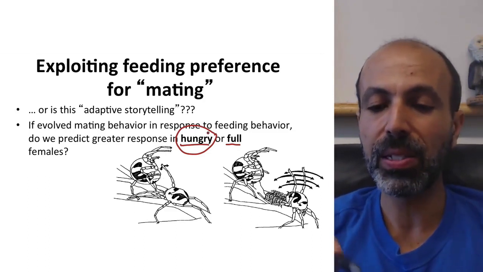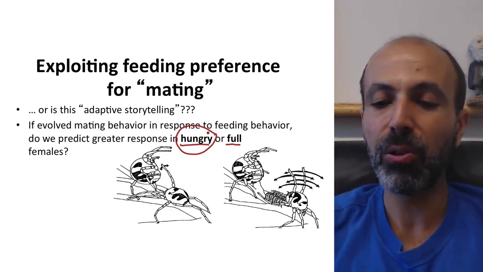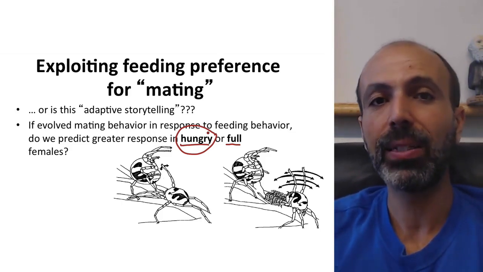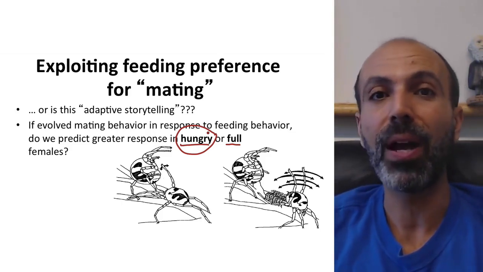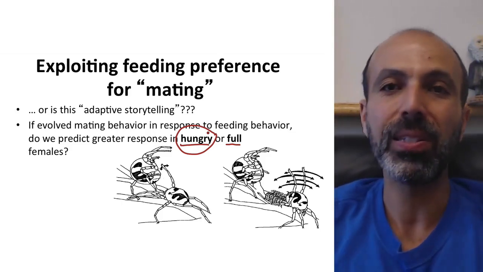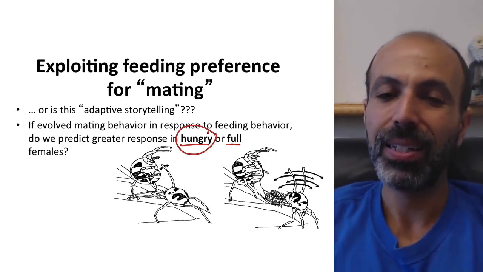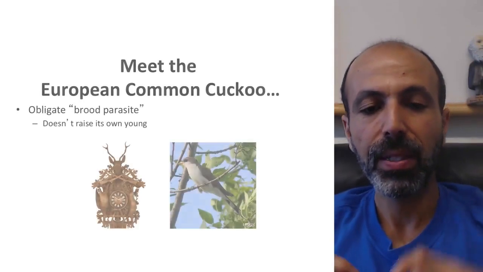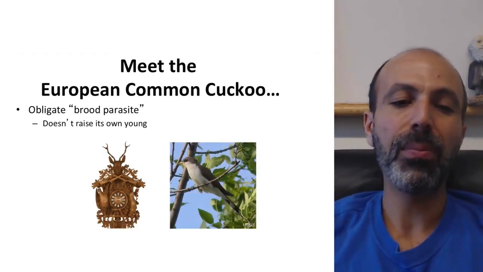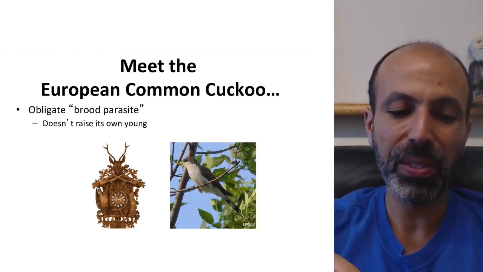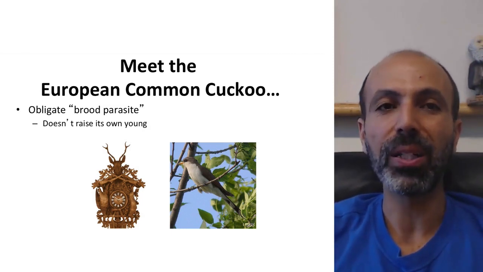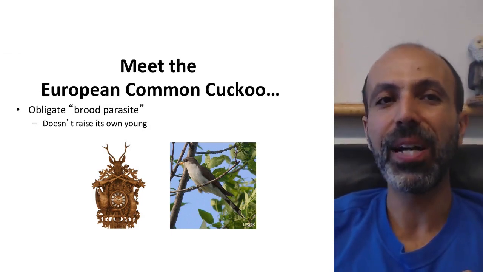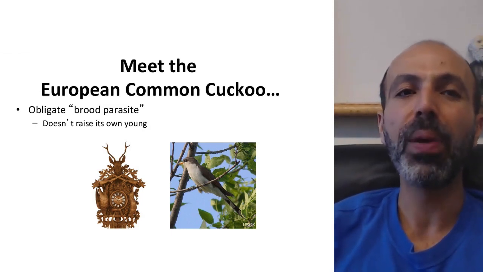When people have done studies of this, they in fact found that hungry females were much more likely to act in response to the males and therefore have their eggs fertilized in response to this deceptive signal. Let me show you another deceptive signal, not in the context of feeding this time. Here's the European common cuckoo. Now we tend to think of cuckoos as the things in these cute clocks, but in fact they're not very nice birds. These are referred to as brood parasites.